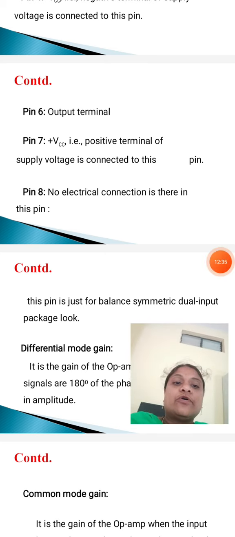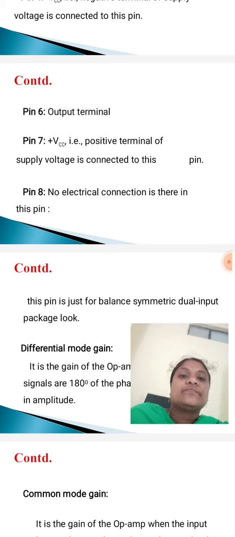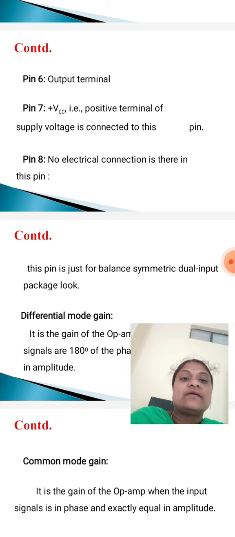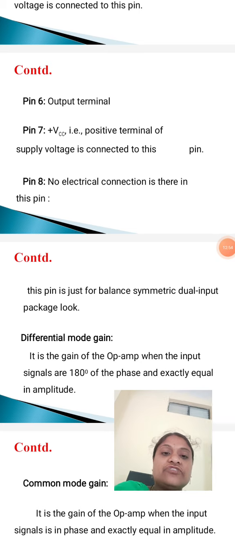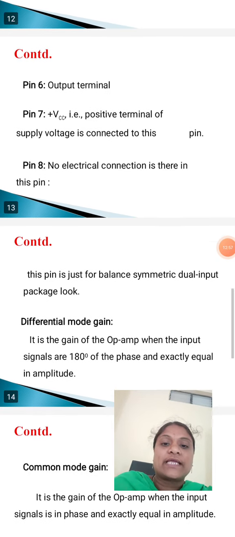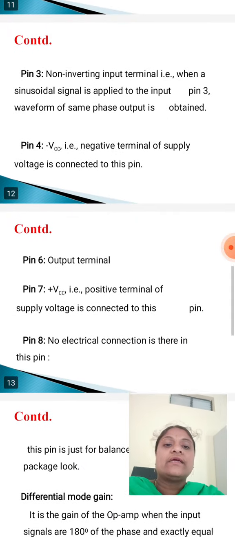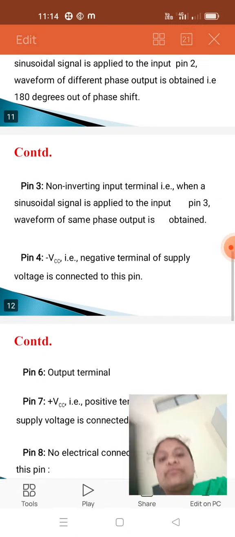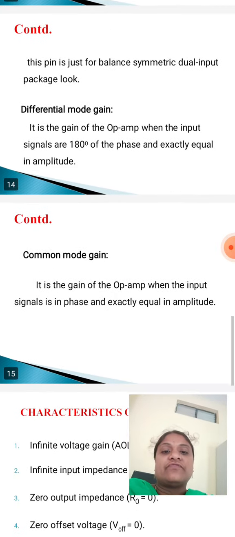And next, what about pin 8? There is no electrical connection to pin 8. This pin is just for a balanced symmetric dual input package. Okay, so these are the different pins and which type of signal is connected to which pin. This is the pin configuration of the IC741 op-amp.